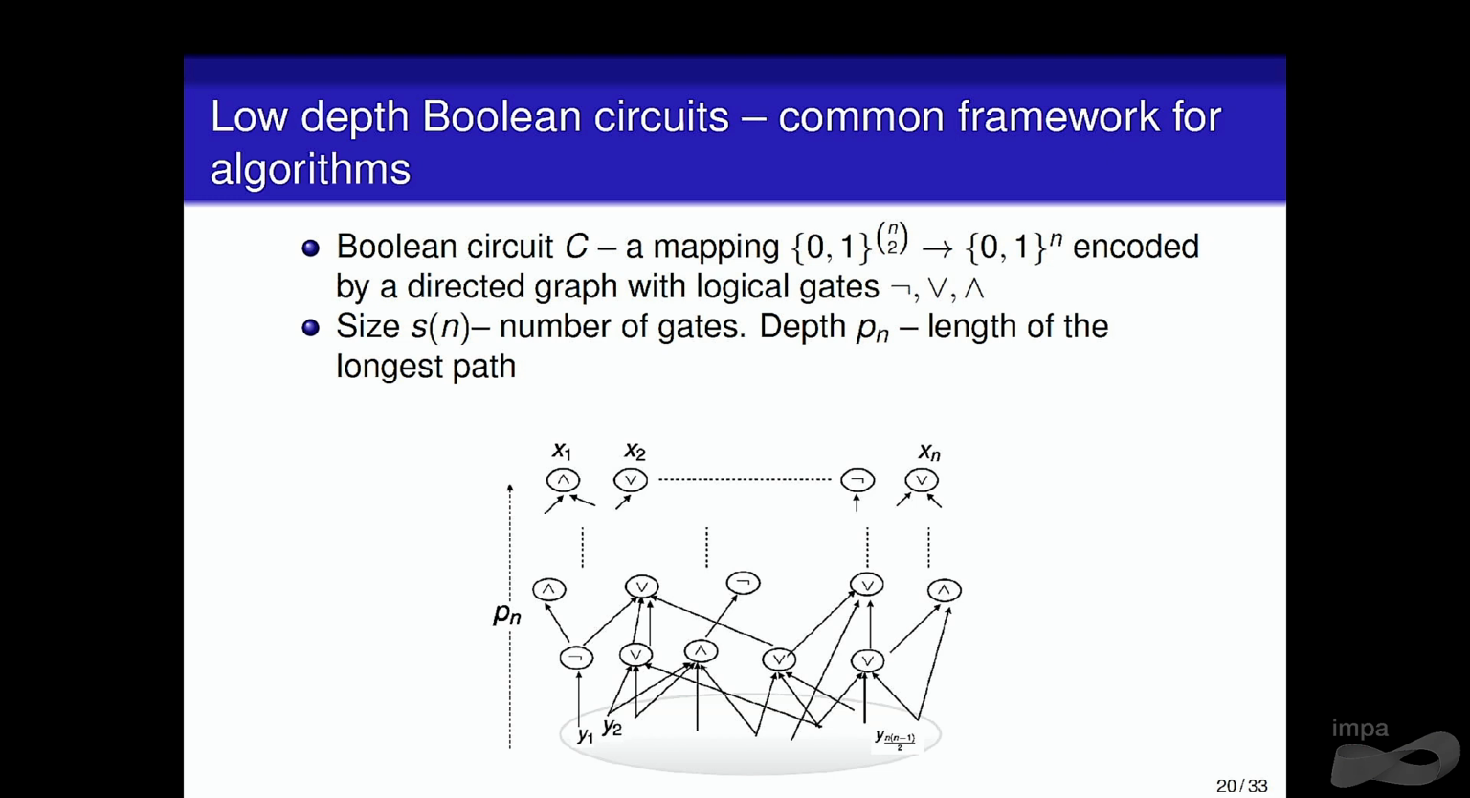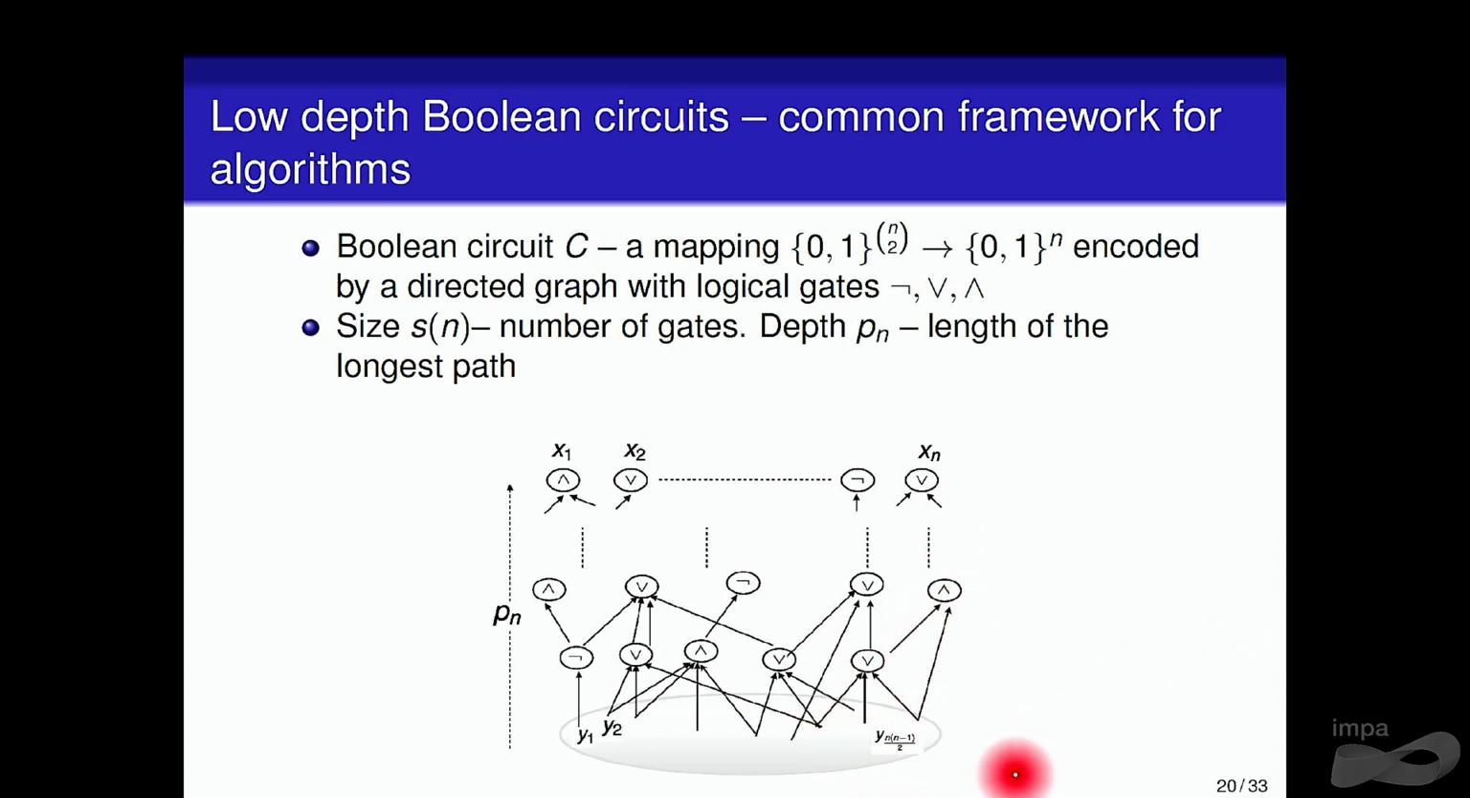This is a borderline trivial observation. And Boolean circuits are a particular structured class of mappings of this kind. So what are the Boolean circuits? They have more than two parameters, but two will be important to us. It's the size, which is the number of gates, and the depth, which is the length of the path.